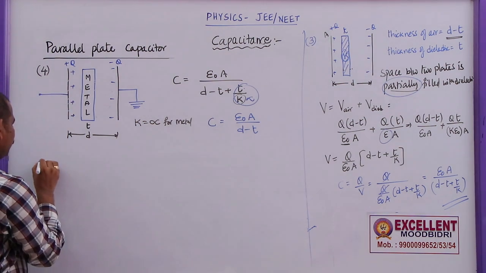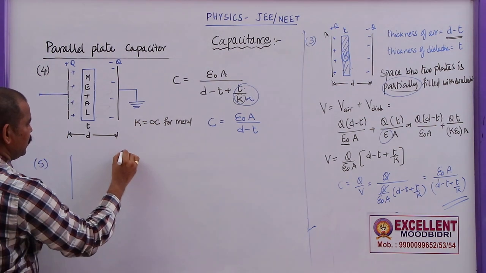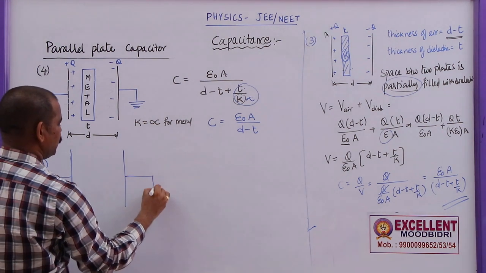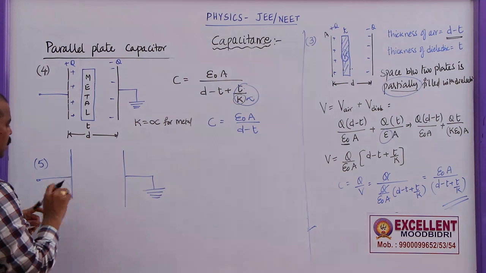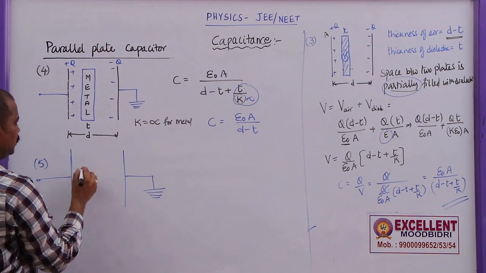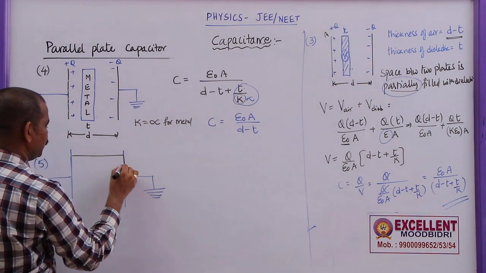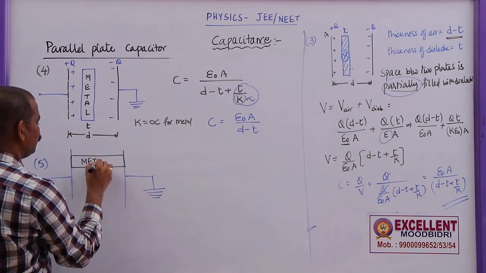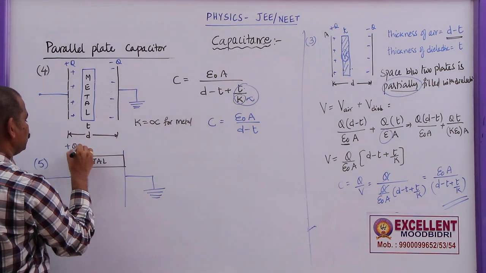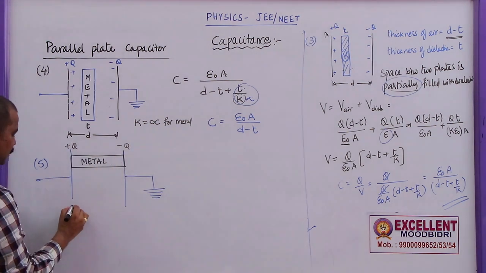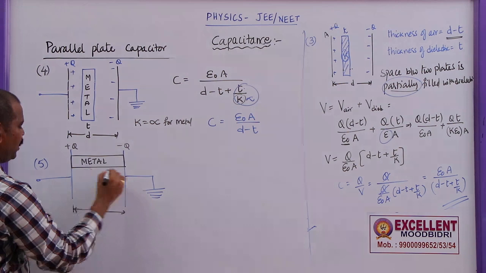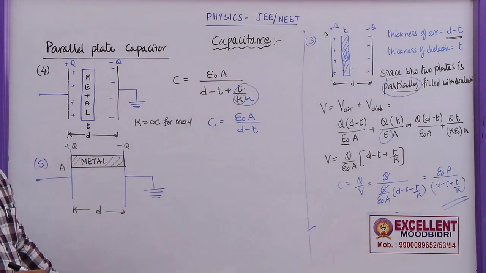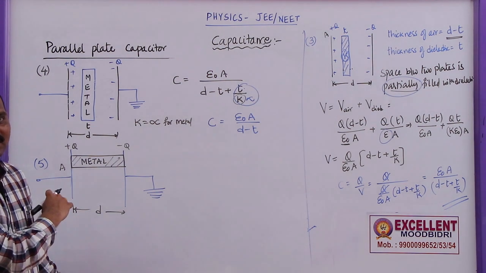Now, in the fifth case, let us say this is a parallel plate capacitor and this is connected to a battery, this is earthed on this side. Now, instead of this, let us say if you keep a metal piece that is connected between the two plates like this, that means the two metal plates which are having positive charge plus Q and minus Q separated by a distance small d, having area A, are connected with a metal strip or metallic wire.